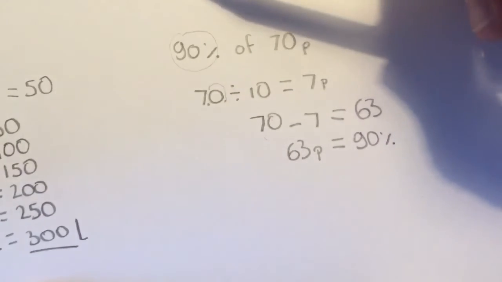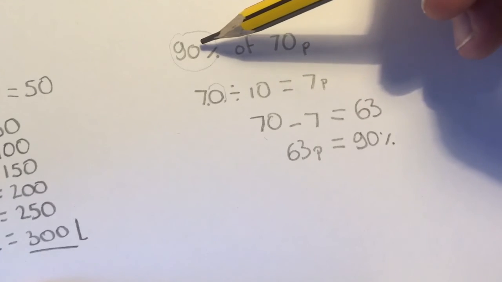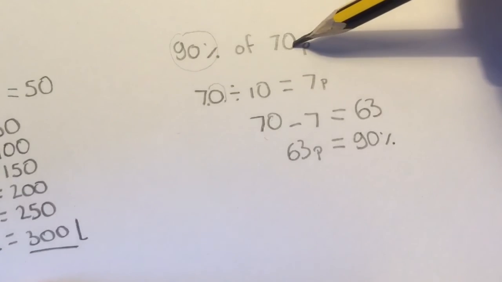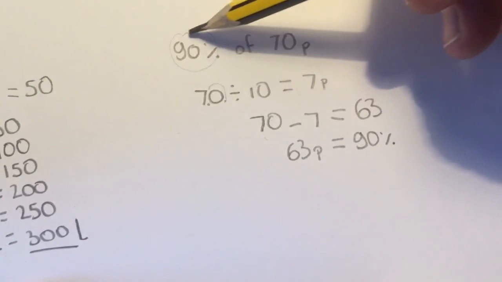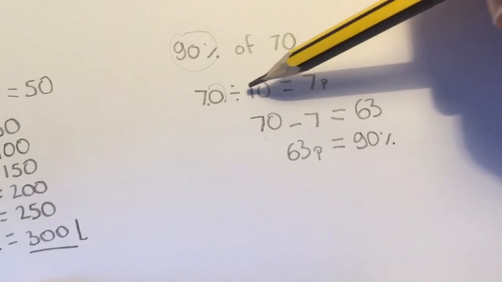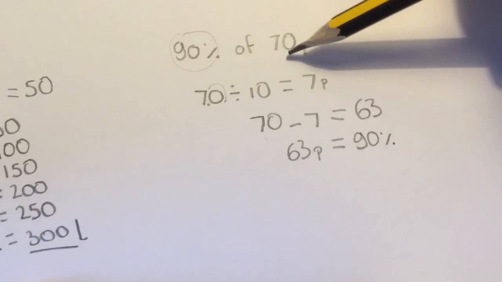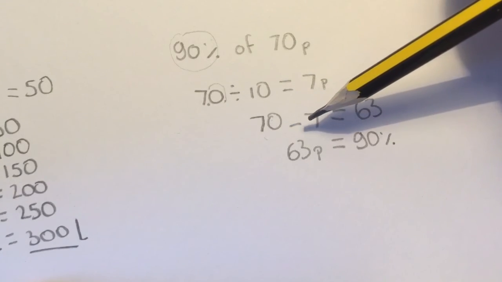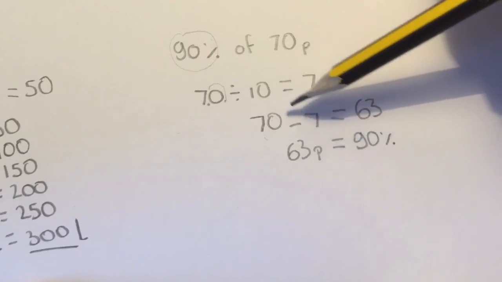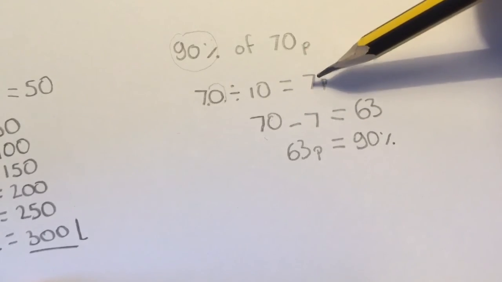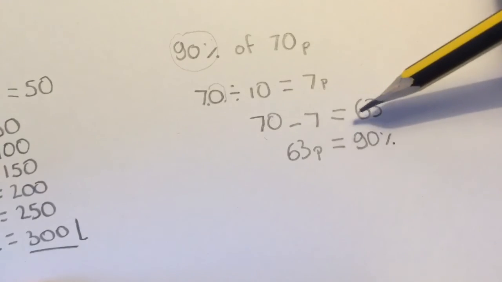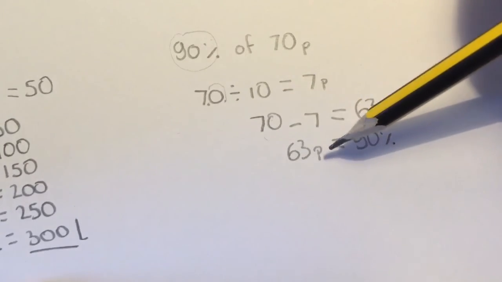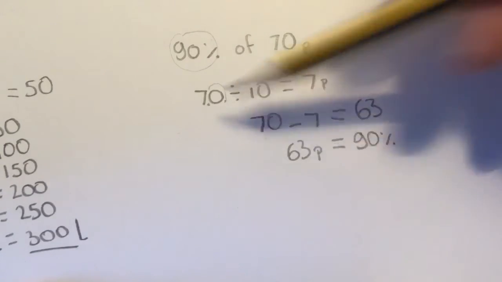I'll just go through that again. So we need to work out 90% of 70 pence. So 90% is only 10% less than 100%. So if we can work out 10% and then take it off, we can then find what 90% is. So that's what we did. We found out 10%, which was 7 pence, and then we took it off our original one here to get 63. So 63 pence is 90%.